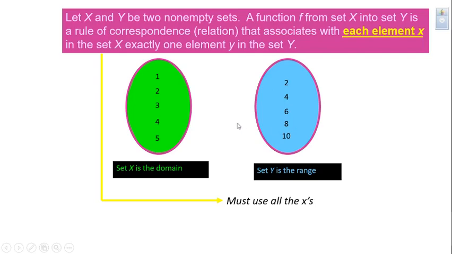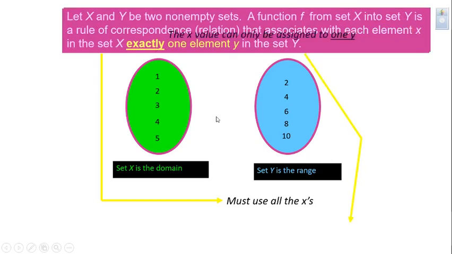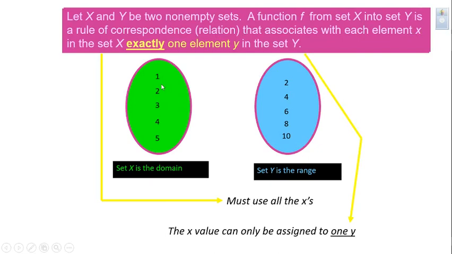One person cannot get on the bus at one place and get off the bus at two different locations. So the domain must all be used, but each value must be used once. So here's an example here. In this relation, 1 goes to 4, 2 goes to 2, 3 goes to 10, 4 goes to 8, and 5 goes to 6.